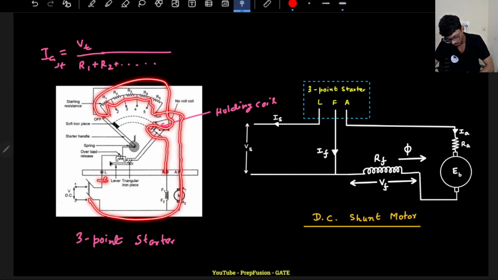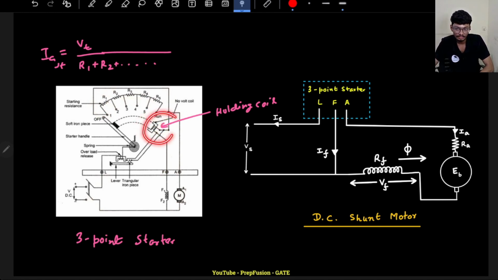So some sort of resistance is in this path. So some current will flow through this holding coil, as it is connected in series. Because if you see, one end is going here and the other end is coming here. So whatever current there is in the field winding, the same current will flow through the holding coil, because the same wire is connected. So it is connected in series, hence the holding coil is energized.